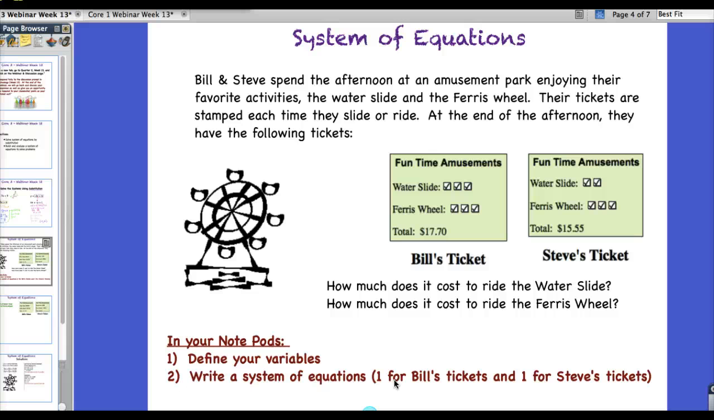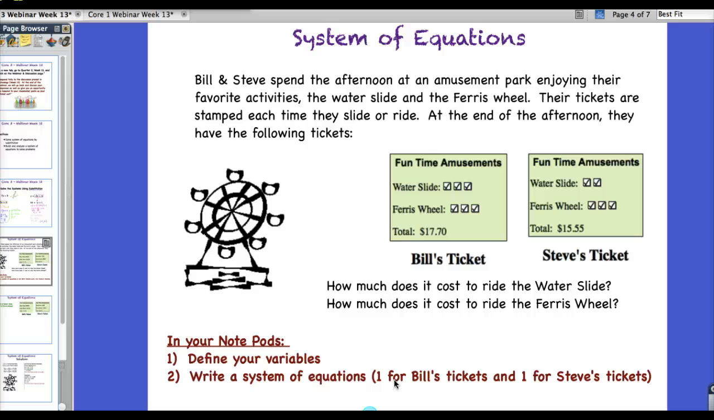Okay, so it looks like you guys have your variables defined. Emma, you're kind of confused. Okay, so we'll talk about what to do next, but let me look at your variables first. The cost of the water slide and the Ferris wheel, those are going to be your variables too. So your W will be the cost of the water slide and the F will be the cost of the Ferris wheel. So that's perfect. So it looks like Emma, Jasmine, David, good.